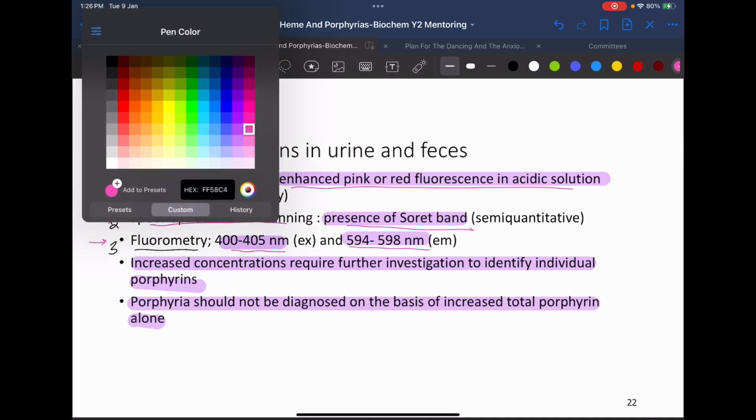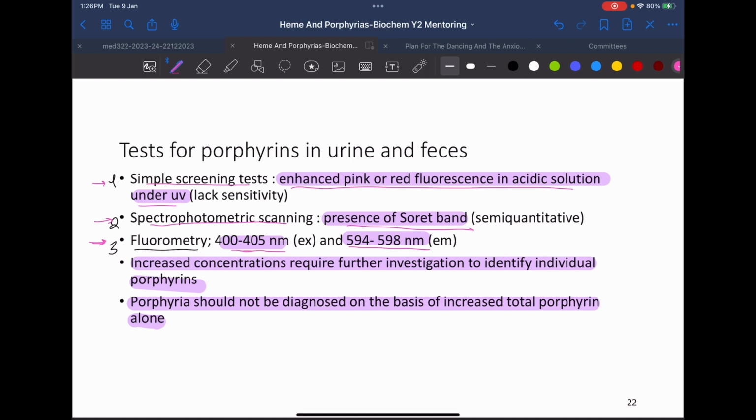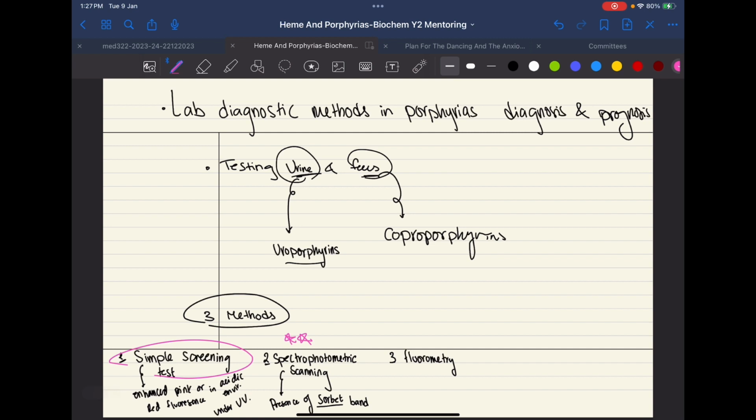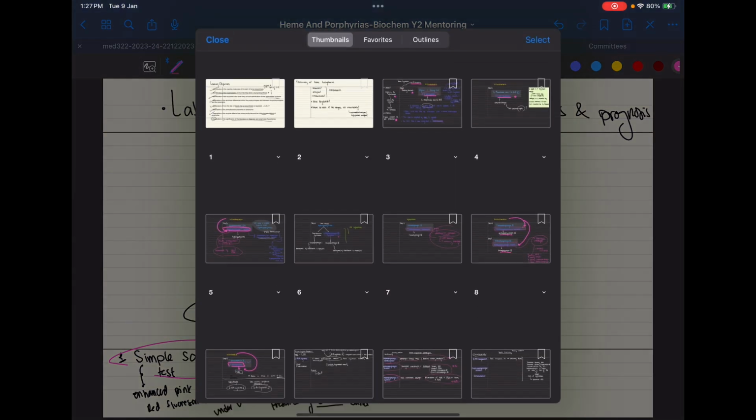But if you're going to go with fluorometry, then these would be the positive results or the indicators of a positive result for the presence of porphyrins. That's really it. So simple screening test, spectrophotometric scanning, and fluorometry, testing the urine for uroporphyrins and testing the feces for coproporphyrins.